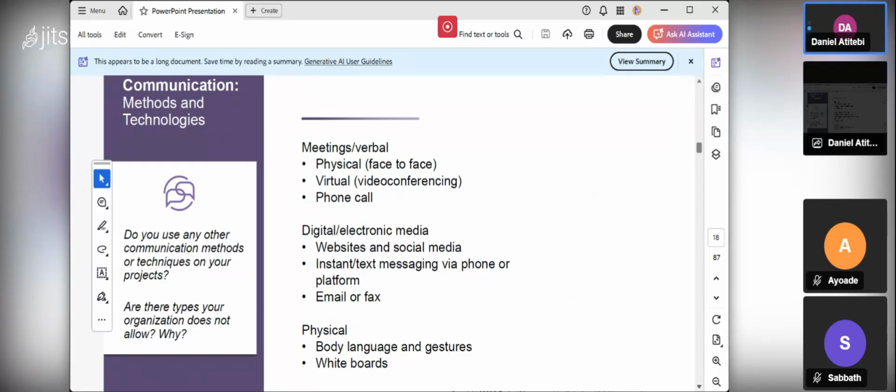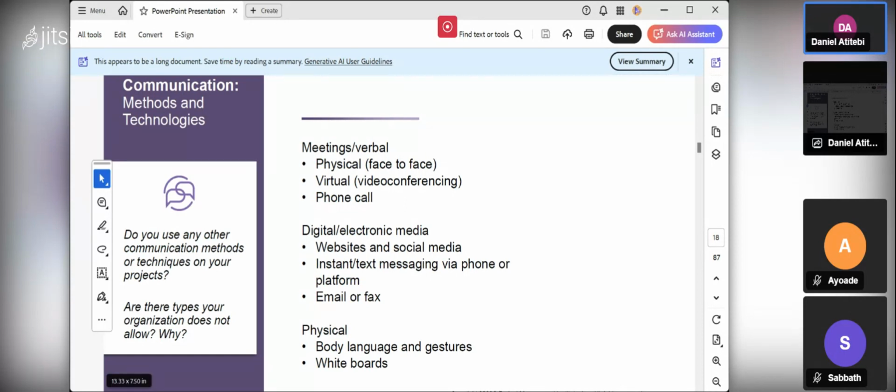We have communication methods. Because we are learning, I know you know all this, but for the person who is going to do the exam, I need to teach it in a sequence. So I say communication methods and technology. There's a question asking you: do you use any other communication methods or techniques on your project? That's a question for you. Are there types your organization does not allow?